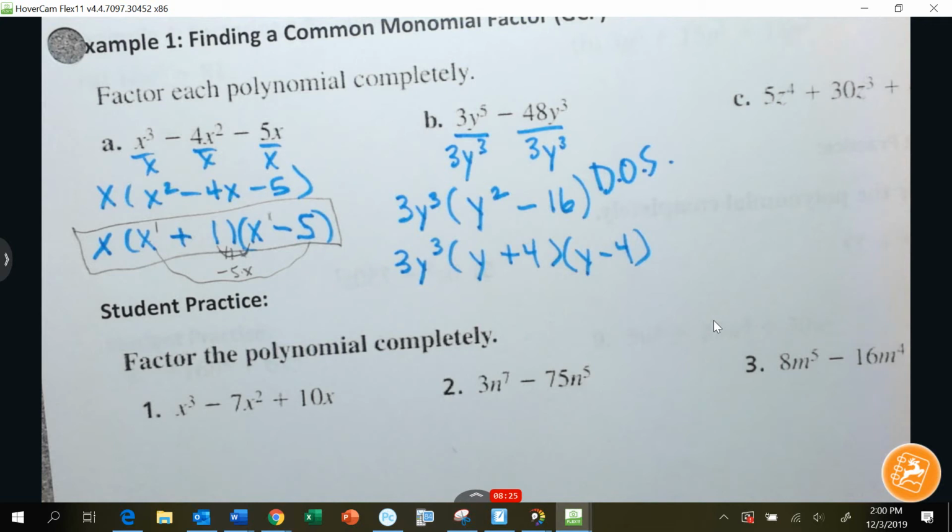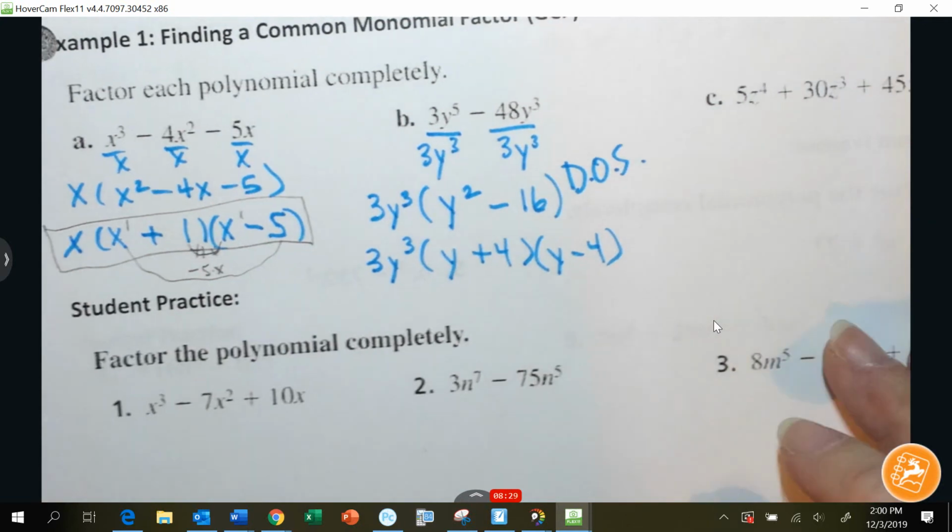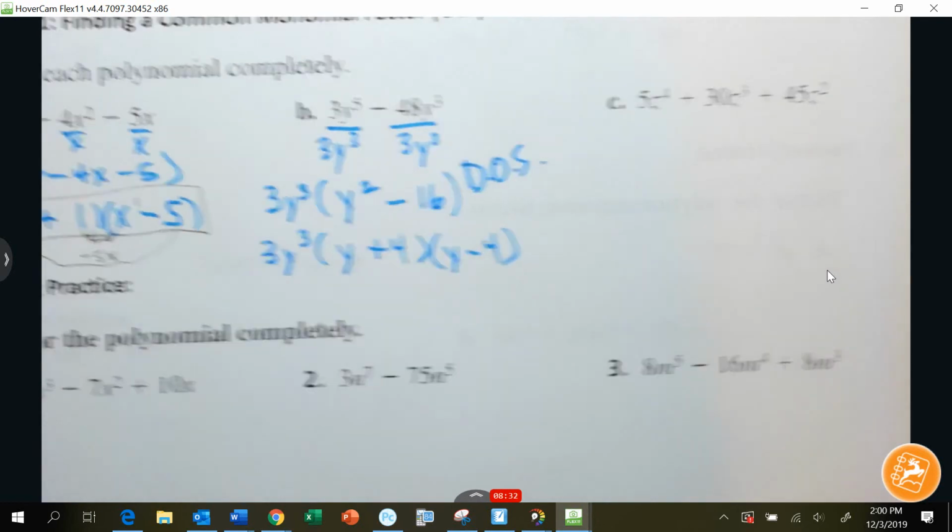Difference of squares. I just made it up right now. I don't know. Okay, I will never use that ever again.